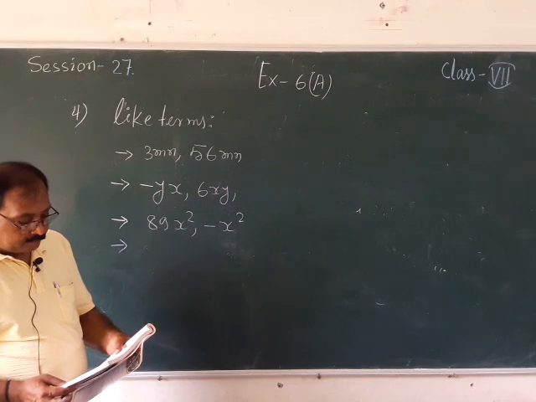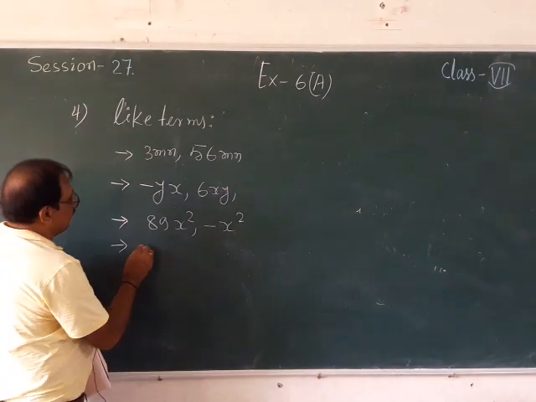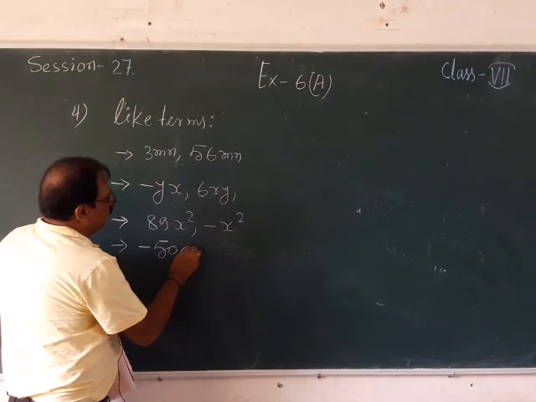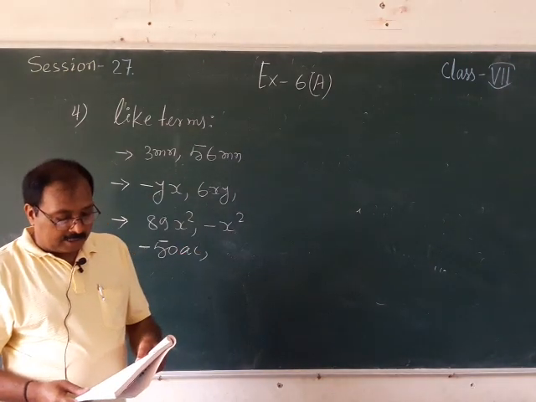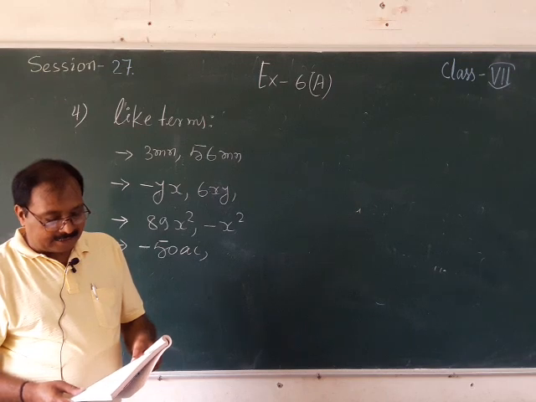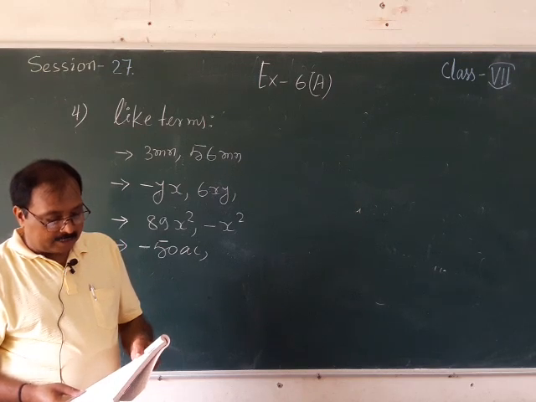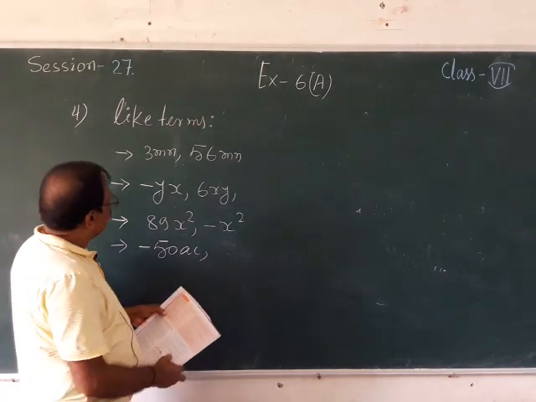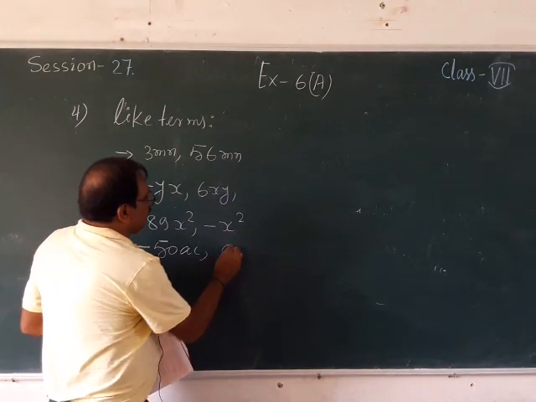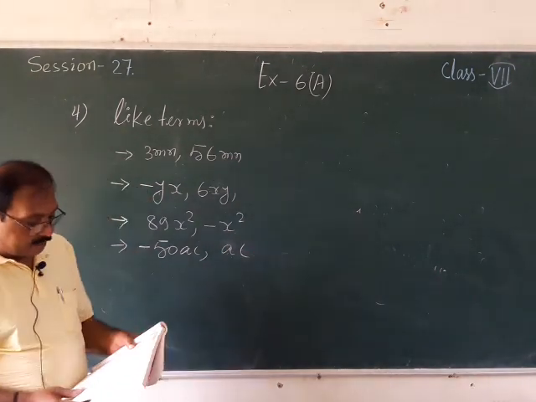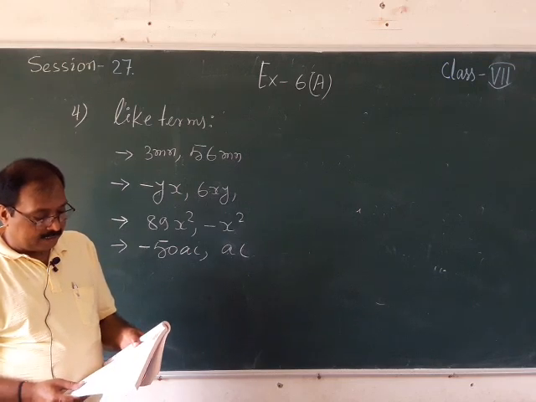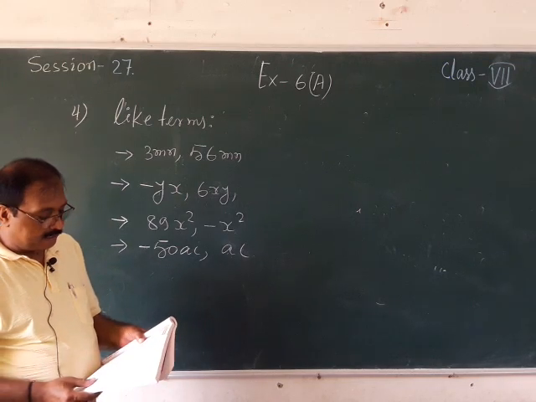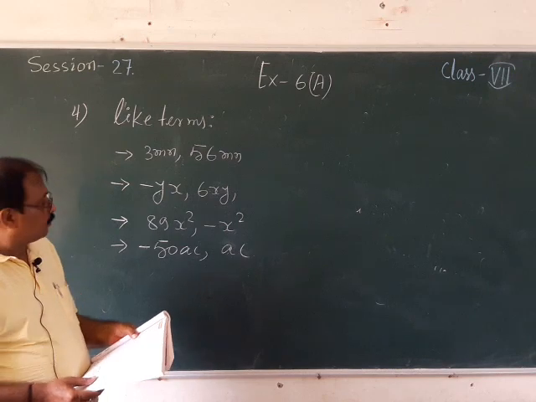Then here minus 50ac is there. You can write minus 50ac and give a comma. Then you search whether any other term is there as ac. I am not getting it, yes, one term is ac. So minus 50ac and ac are like terms. So we can write them together, ac and minus 50ac. These are the like terms.